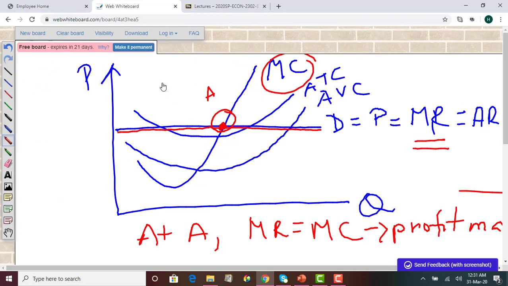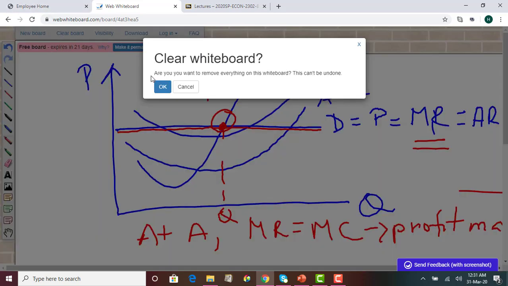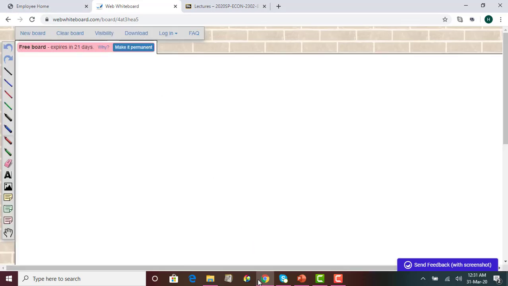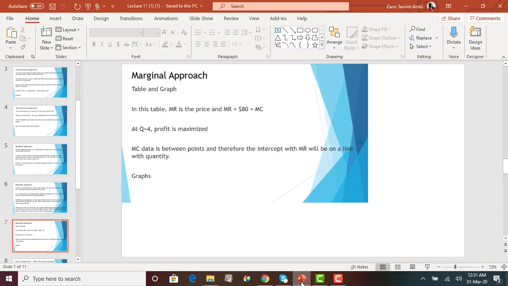This is the profit maximizing point, and this quantity is the profit maximizing quantity. So that's what we are trying to do. I'm just using a graph to explain what we are trying to do in this case. So moving on to the lecture.